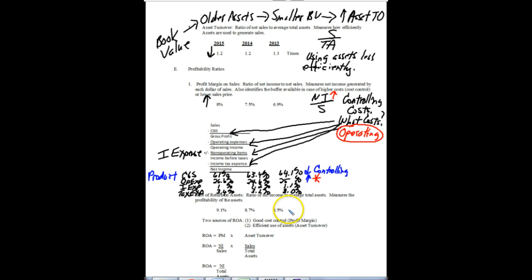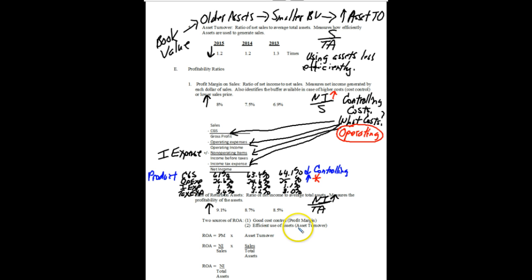Okay, next one, return on assets. Return on assets is another measure of profitability. That's just taking net income divided by total assets. So we've got it going up. That's because the numerator is growing at a faster rate than the denominator. So that's a good thing. But there's usually two reasons for a return on assets to go up. It could be controlling cost, or it might be efficient use of assets.